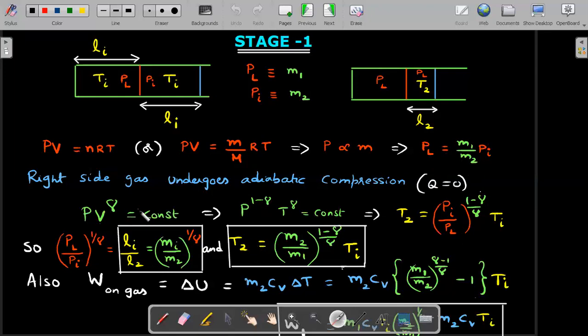At the same time, you could use PV^gamma equal to constant directly and write the ratio of pressures as the ratio of volumes with power 1 by gamma. Volumes are the same as lengths, because you could say the area of cross section is uniform. So again, the PL by PI, I'll borrow this one. So I'll get the length ratio before and after as M1 divided by M2 whole power 1 by gamma. This should be M1. Okay, so these are the two relations, final to initial temperature ratio and initial to final length ratio, in terms of M1 by M2 or M2 by M1. I have written it down.